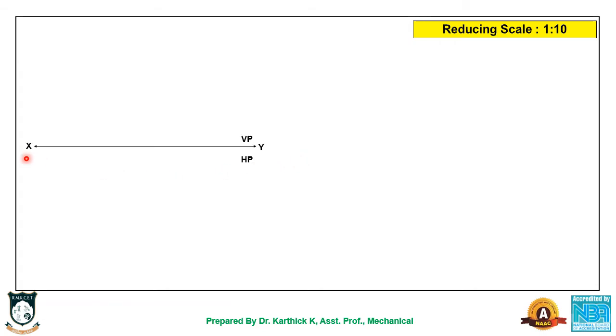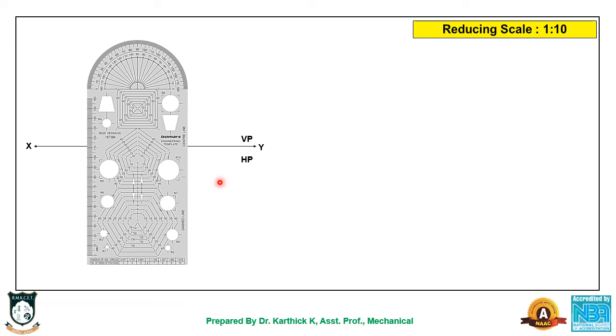Okay, the first step is to draw the border in the drawing sheet, then you have to mention we are following reducing scale of 1:10. So this should be in your drawing sheet. Next, draw the reference line, vertical plane, horizontal plane. Since it is a hexagon, I have my template to reduce the time, right? We are using the template.